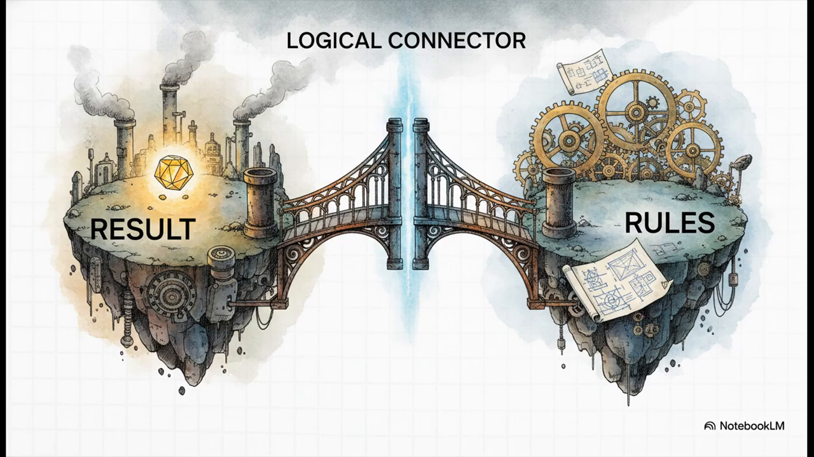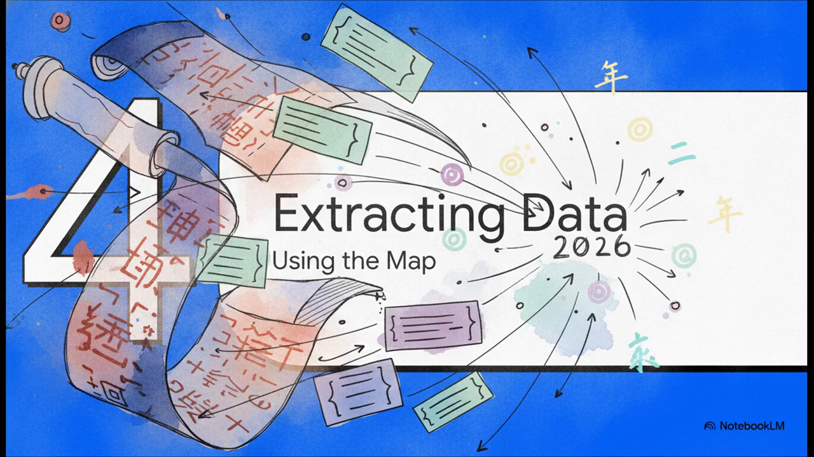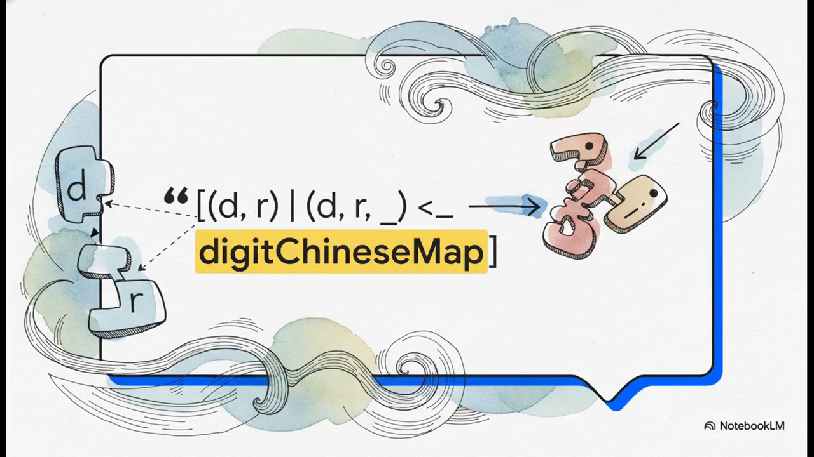When you look at Haskell code and you see that vertical bar inside the brackets, you can mentally translate it to the human words "where" or "such that." It acts as a logical bridge between the result you want on the left and the rules to actually get it on the right. Section 4. Extracting the right data. And this brilliantly illustrates how it all comes together.